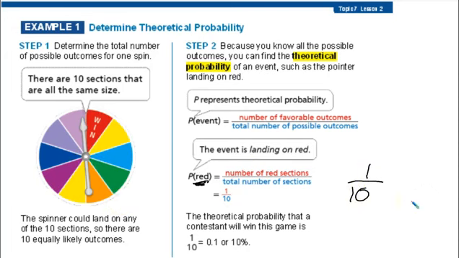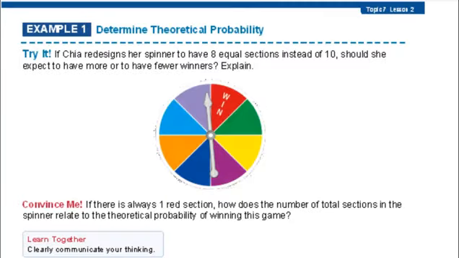Now, if we do 1 divided by 10, we get 0.1, or as a percent, you multiply by 100, and you get 10%. That is the percentage of a chance to land on the red spot and win. So there's a 10% chance that you will win this game if you spin the spinner. Let's look at the next slide.